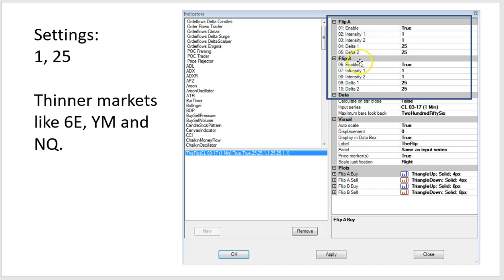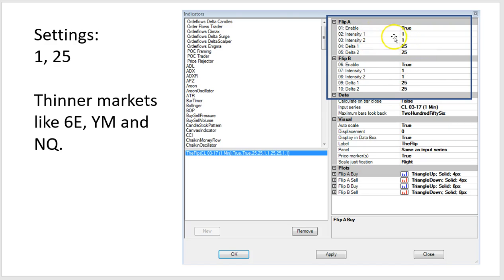That's the difference between flip A and flip B: flip A is immediate, and flip B is if it reads it over the next couple of bars. But anyway, if you just want to look at flip A, keep it true, and flip B you'd change to false so it wouldn't read flip B. But I like them both. I treat them exactly the same as far as trading.